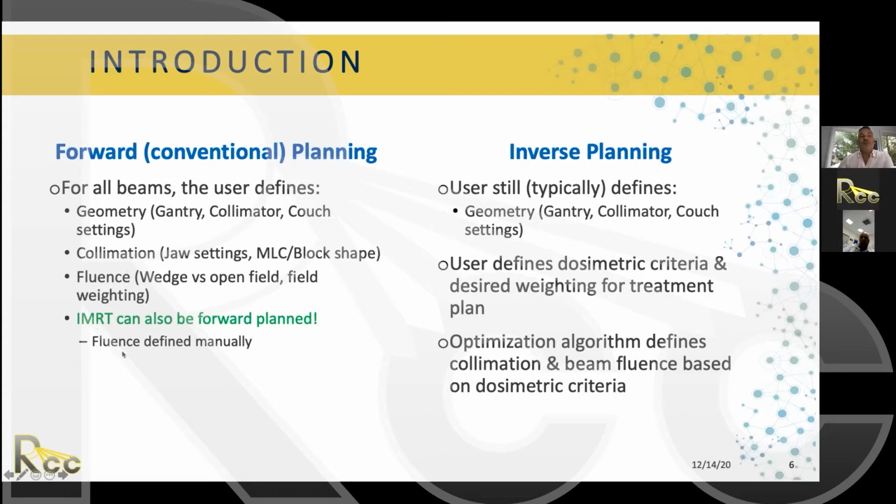Basically, you manually define the fluence that you want for each case. The difference with inverse planning is that the user still defines the geometry.